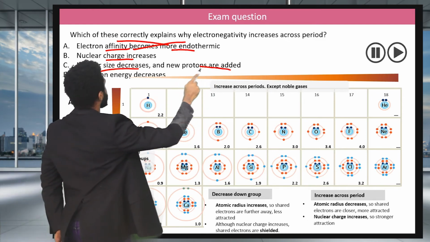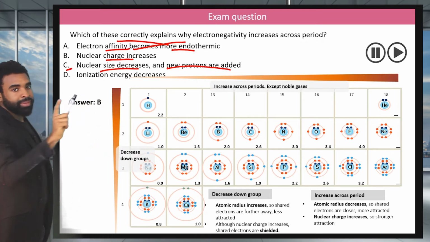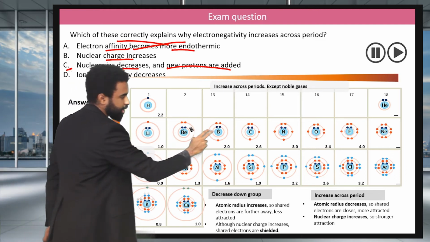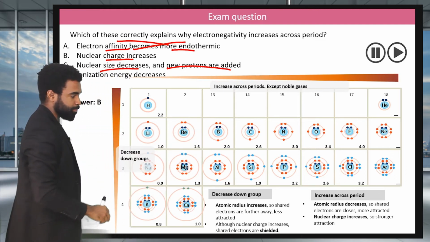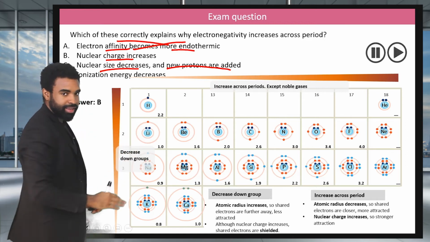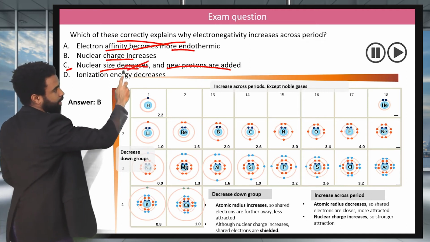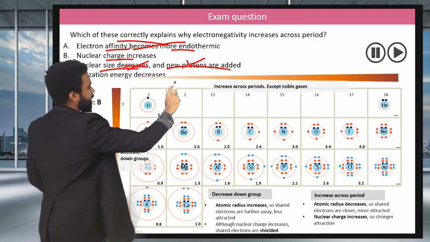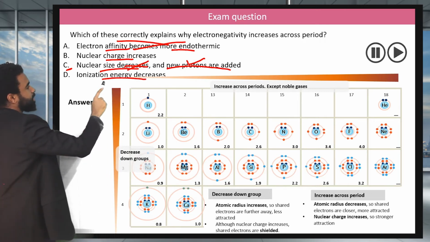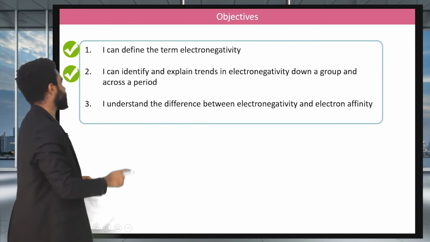And new protons are added. Oh no, this is not true, sorry. So atomic size decreases across a period, but the actual size of the nucleus increases. But most of the space of the atom is the electron cloud, not the nucleus. So the statement that nuclear size decreases is false, even though new protons are added. Nuclear size increases as new protons are added. And ionization energy decreases, that is also a false statement. Okay, we're done with this one.